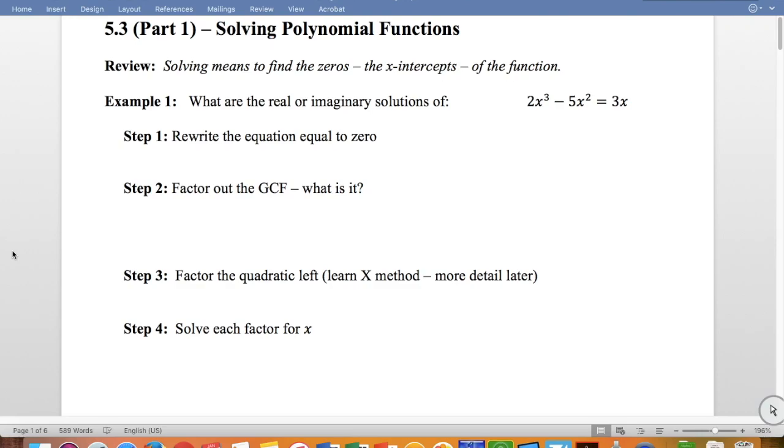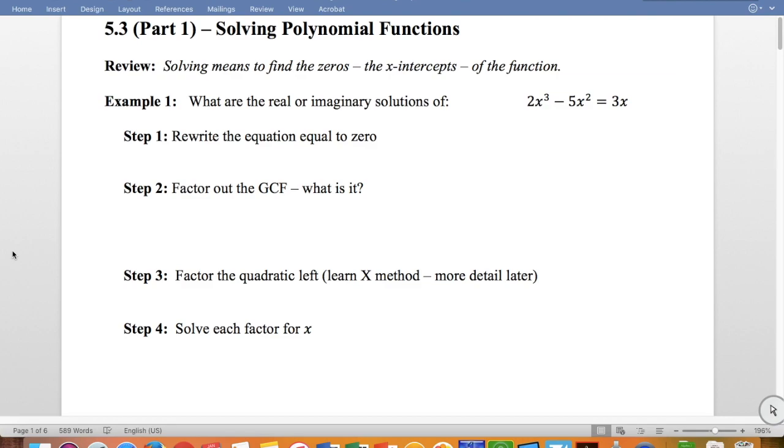So starting with 5.3, this is part 1, solving polynomial functions. We have been working on factoring polynomial functions and writing polynomial functions from solutions, but we haven't actually solved them yet. So this whole section is going to be about solving those different types of polynomial functions that we are going to encounter as we go through this chapter.